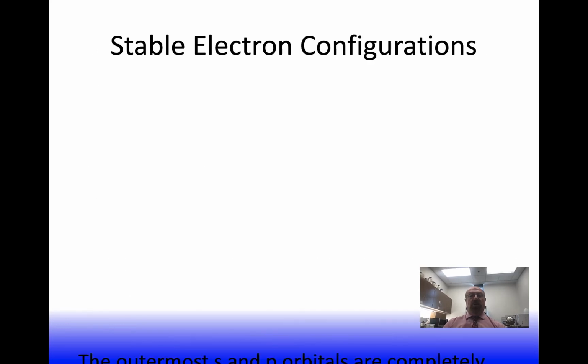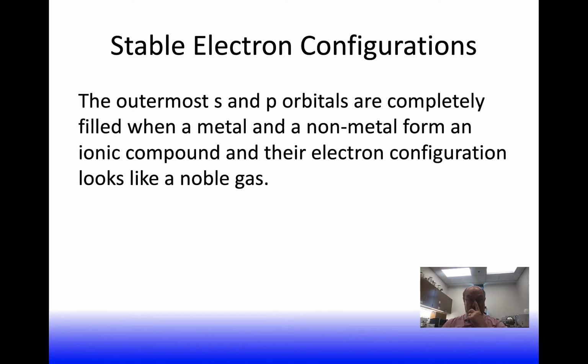Now, what you're going to see in your textbook is you'll have some questions about stable electron configurations, or electron configurations that look like a noble gas. So we already know that the S and P orbitals are going to be completely filled when a metal and a nonmetal form an ionic compound. That is the stable state in these. Why do we know that?